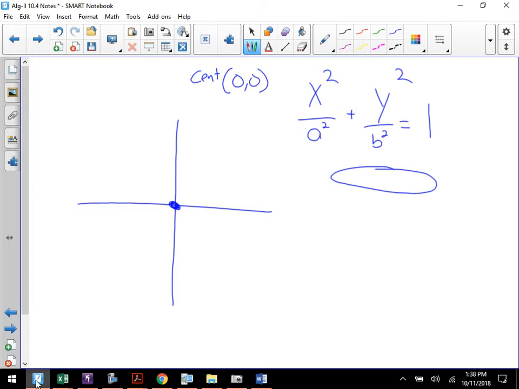This value of A is the distance from the center to the vertex. A is the distance from the center to the vertex. But our formula deals with A squared. So if I needed to figure out what A was, what would I have to do to A squared? I'd have to square root it.